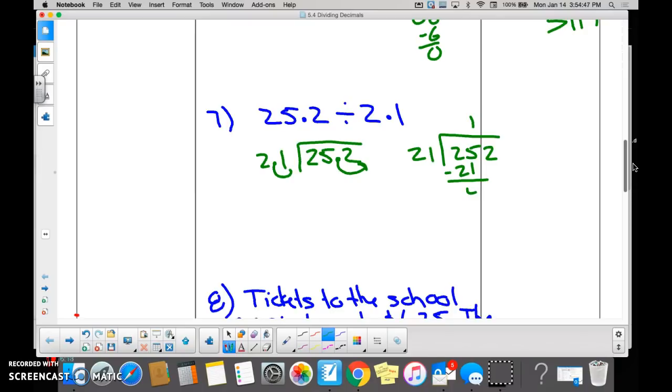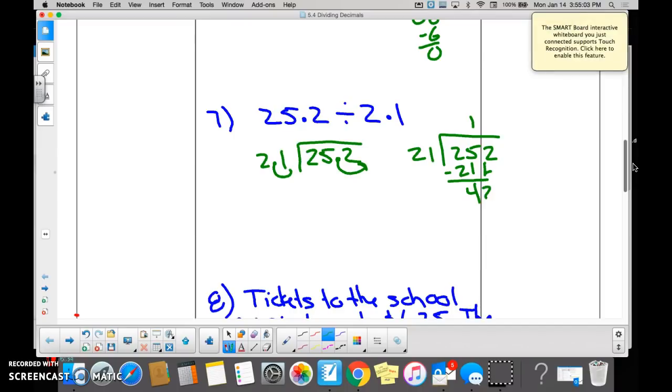We're just pausing for a moment, waiting for the smartboard to catch back up. So 25 minus 21 is 4. Waiting for the smartboard to catch back up.